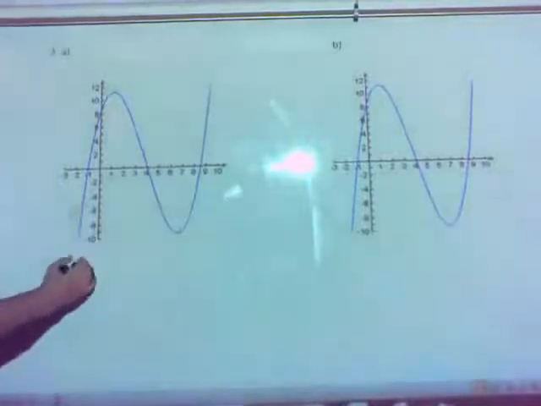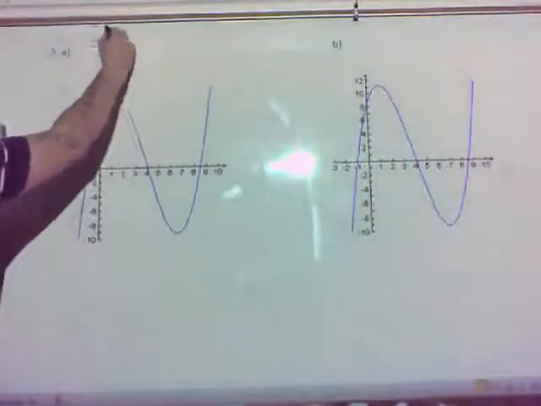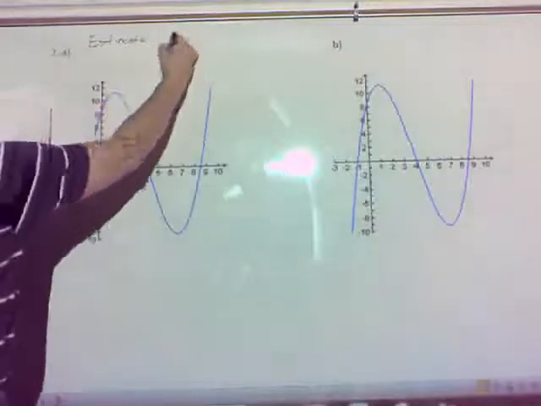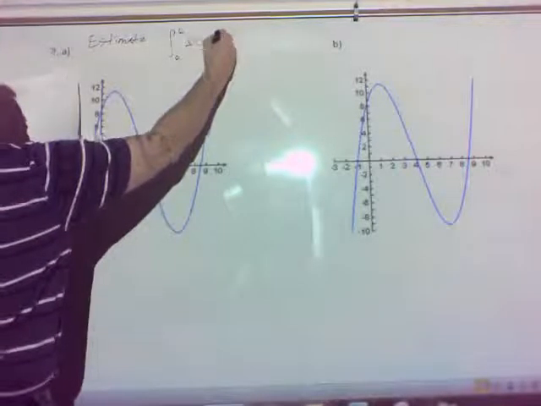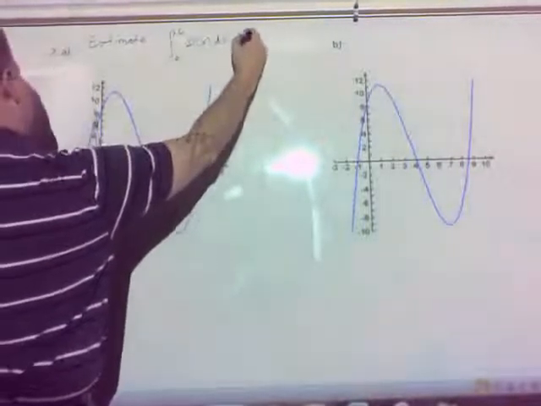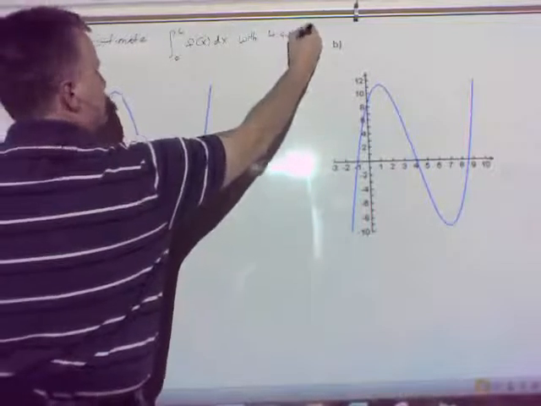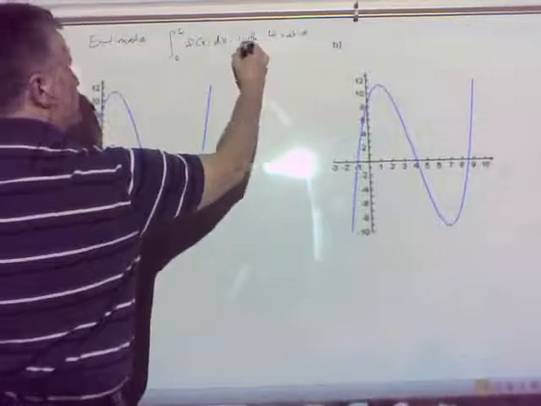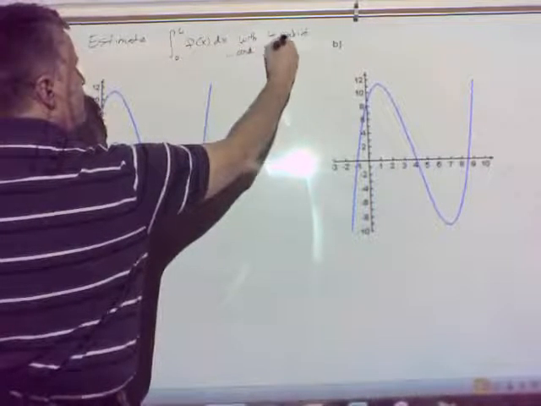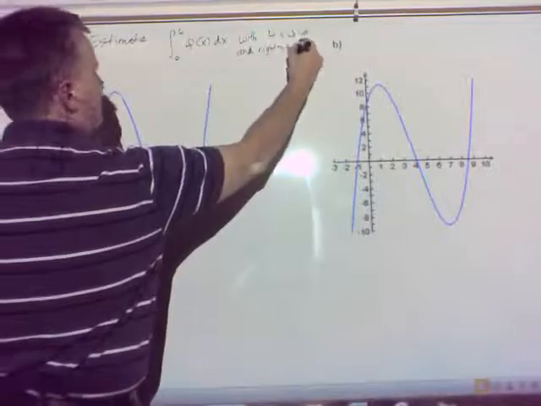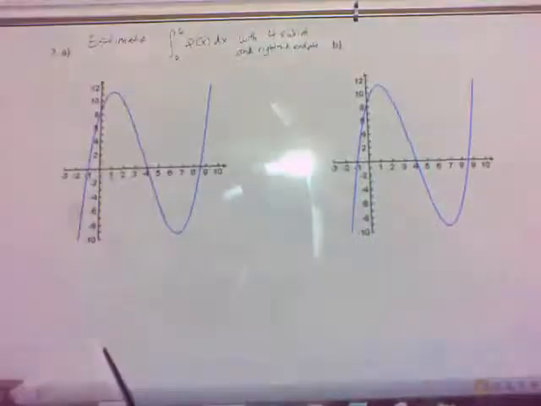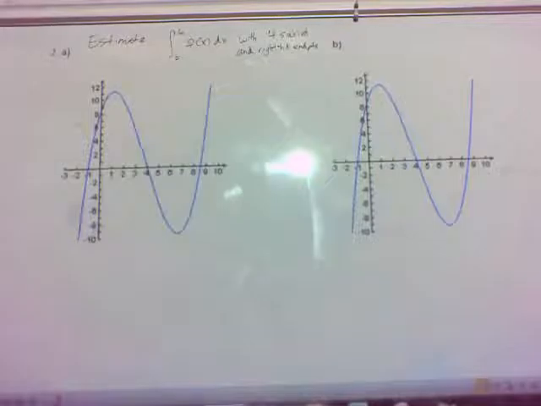Let's estimate, let's go up here, the integral from 0 to 6 of f of x dx with 4 subintervals and right-hand endpoints. Okay. Estimate that integral. How would I do that? Same way we've been doing it, right? This is the exact same thing.